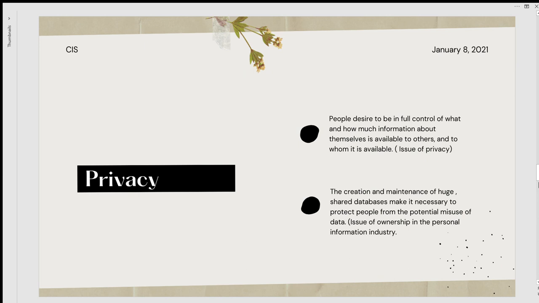Let's go to privacy. So, people desire to be in full control of what and how much information about themselves is available to others and to whom it is available. So, this is the arising of issue of privacy. The creation and maintenance of huge shared databases makes it necessary to protect people from the potential misuse of data. So, this is the arising of issue of ownership in the personal information industry.